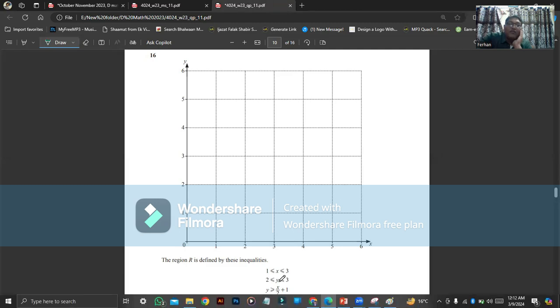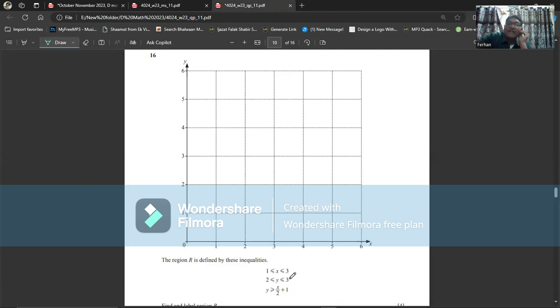Okay. Y is greater than or equal to 2. Y is less than or equal to 3. These are horizontal lines. So I will draw this line and I will draw this line here. Y is greater than or equal to x by 2 plus 1. I will make a table for this and I will draw these lines.